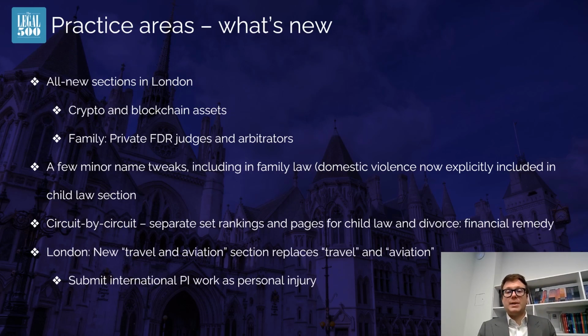We have two new practice areas for London chambers to submit for in our bar coverage. The first of these is crypto and blockchain assets, and the second is family, private FDR judges and arbitrators. Further information about the contours of what we are looking for there is in the practice area documents. On circuit, we now have separate rankings on separate pages, including extra set editorials and more set quotes, for the two strands of family law. Please send in a separate submission for each as per the guidelines.